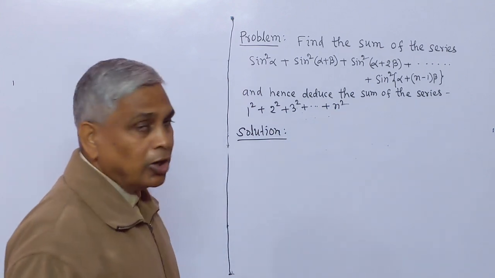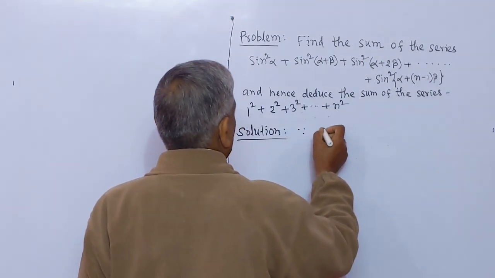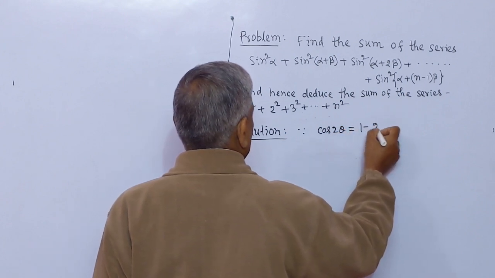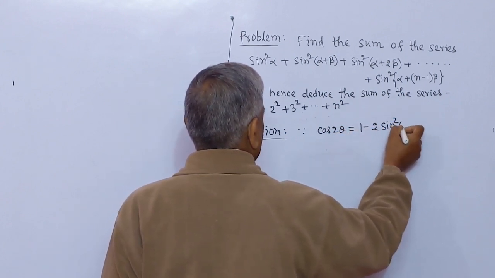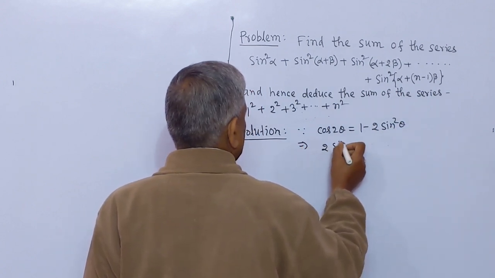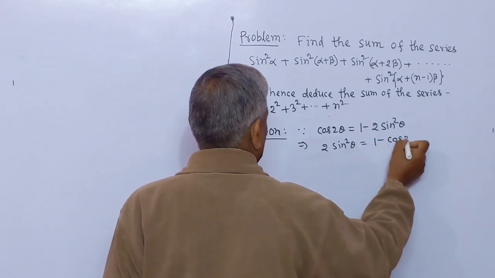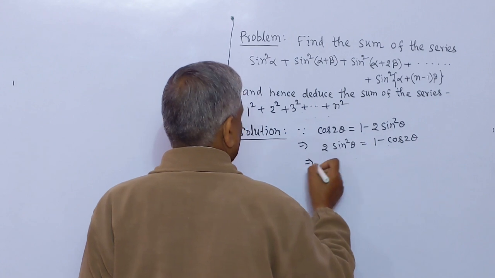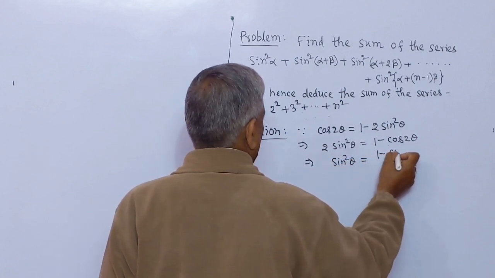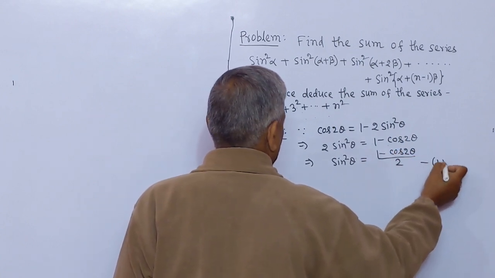Now we solve this. Since cos 2 theta equal to 1 minus 2 sine square theta implies that 2 sine square theta equal to 1 minus cos 2 theta implies that sine square theta equal to 1 minus cos 2 theta by 2. This is number 1.